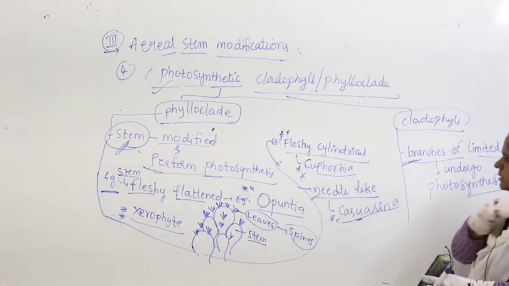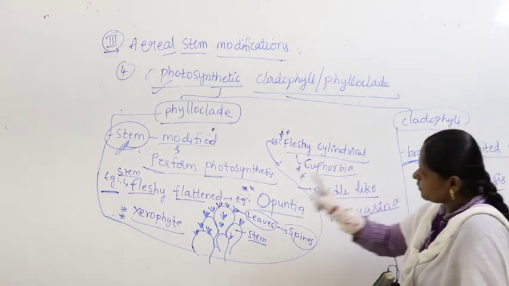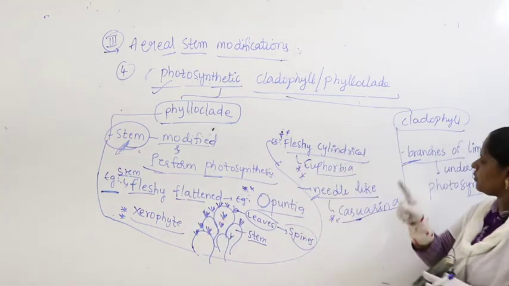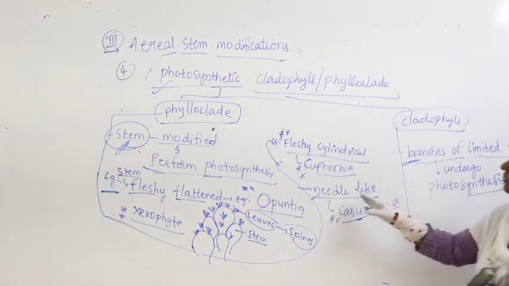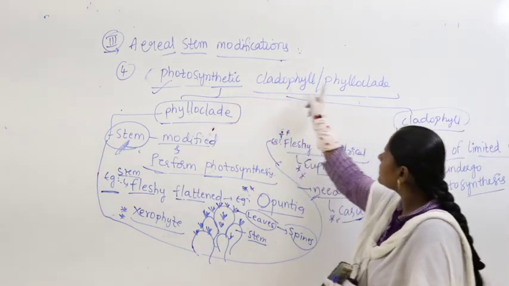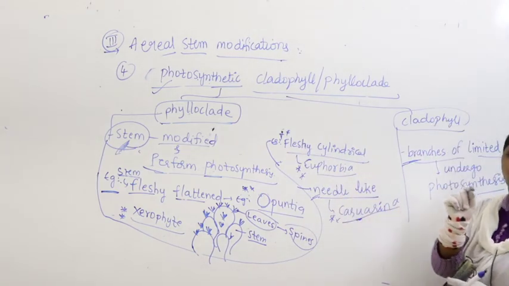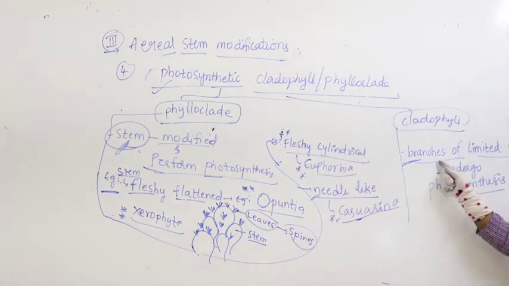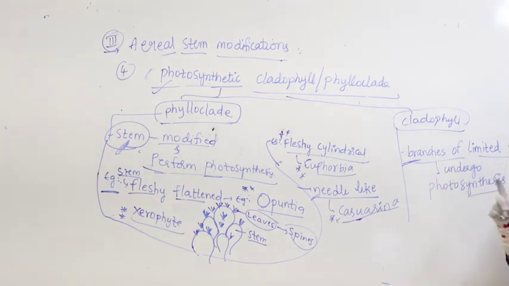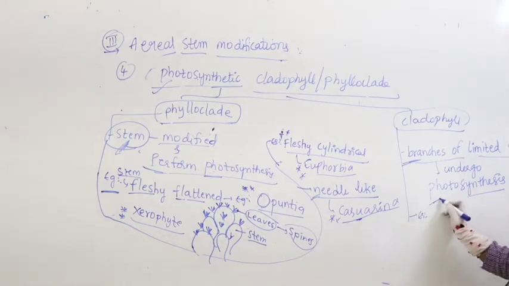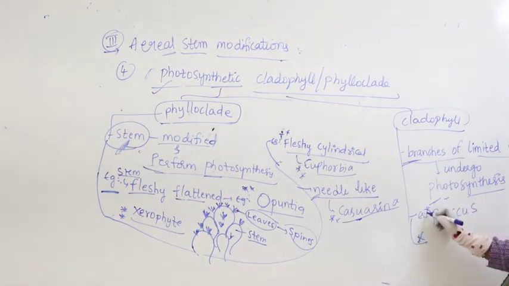So in some cases the stem is modified and undergoes photosynthesis; this is phylloclade, or it is also called cladophyll, with a minute difference. What is the minute difference? In this case, branches of limited growth. Branches are condensed, show limited growth and also undergo photosynthesis. For example, you can take Ruscus and Asparagus.